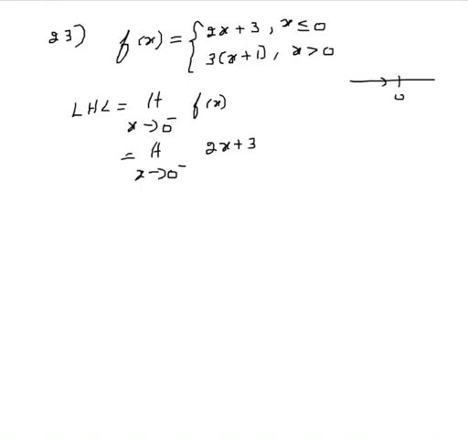I told you that polynomials are defined for all real values. We don't have a not-defined case. So we can directly substitute this limit value. Whether it is 0 minus or 0 plus, for polynomials, direct substitution is possible because the function is defined for all real values. So 2 times 0 is 0. 0 plus 3 is 3.